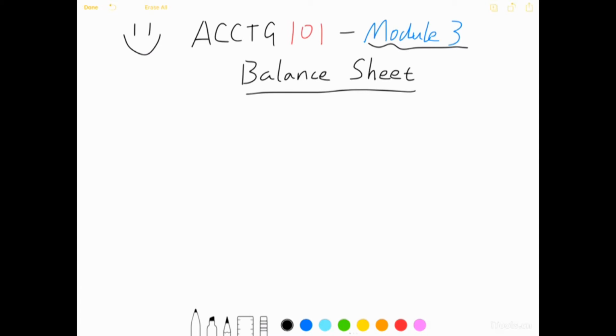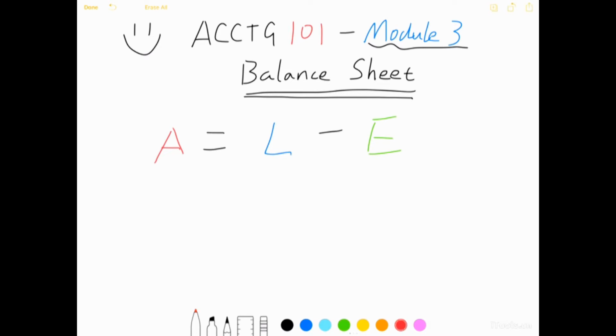So this is in your module 3. I know it can get quite confusing, especially for those people who haven't taken any accounting courses before. So I'm going to start with real simple stuff. If you remember from the accounting equation, we have assets equals liabilities plus equity.